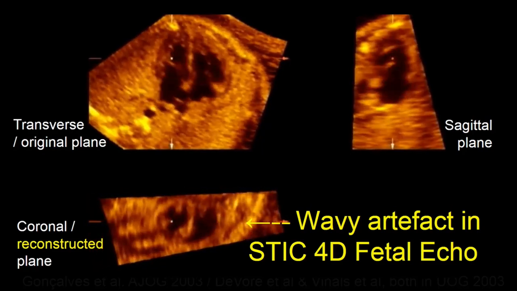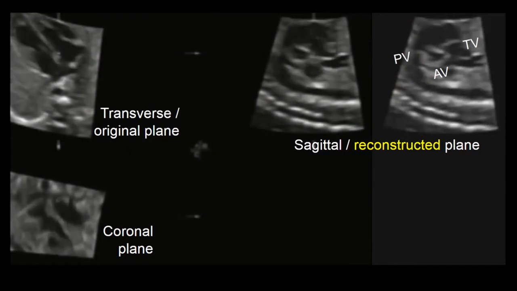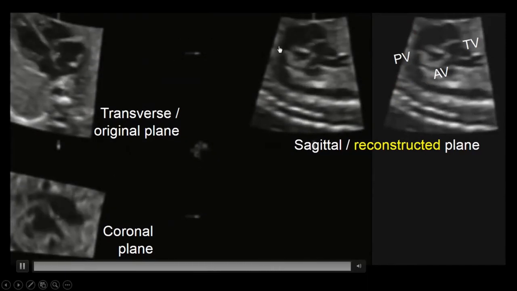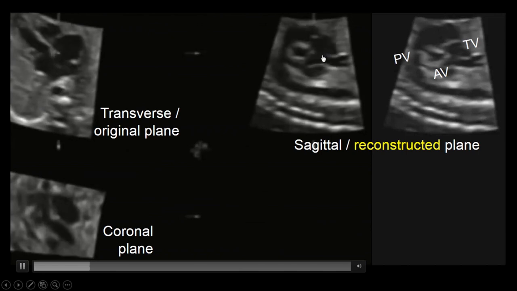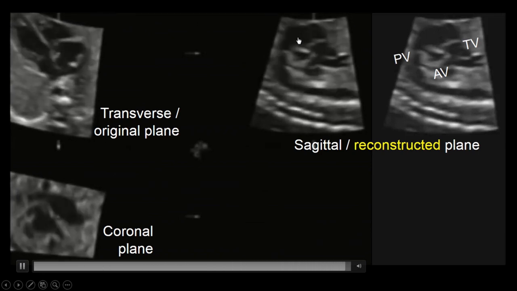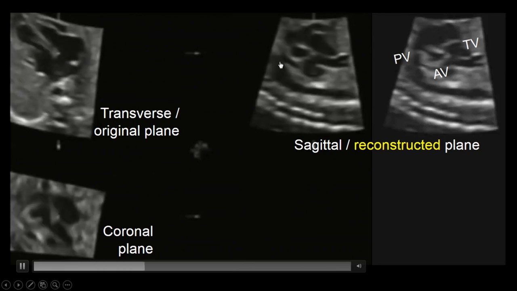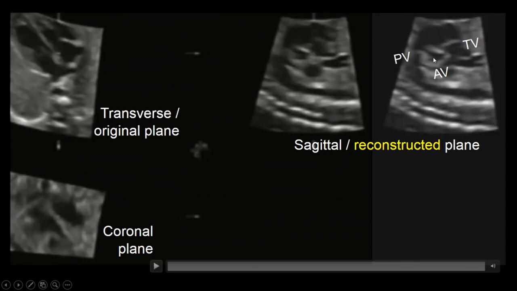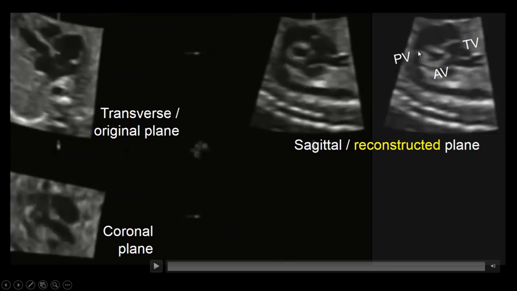Another example of wavy artifact is here, a reformatted picture. This is a very lovely ductal view, starting from the right atrium through the tricuspid valve, right ventricle, pulmonary valve, the ductus arteriosus, and the descending aorta. You can also see the three valves here: the aortic valve in the middle, the tricuspid valve here, and the pulmonary valve here.